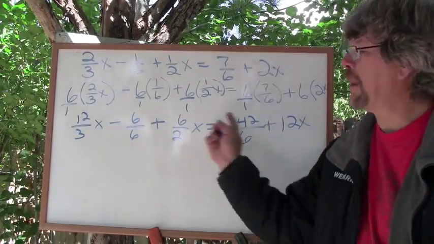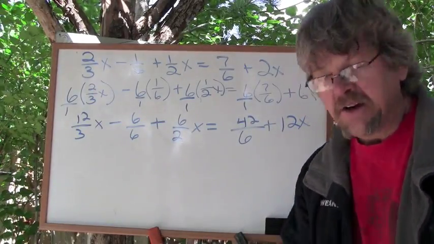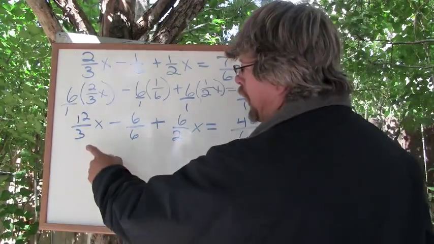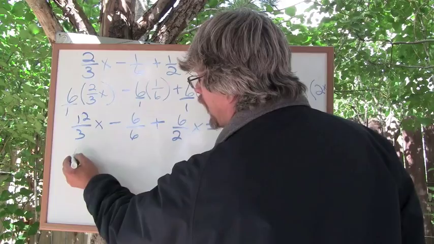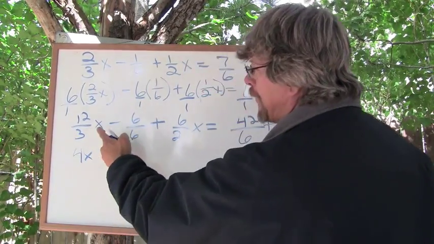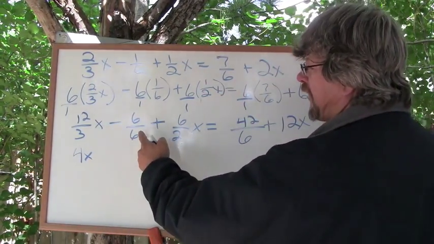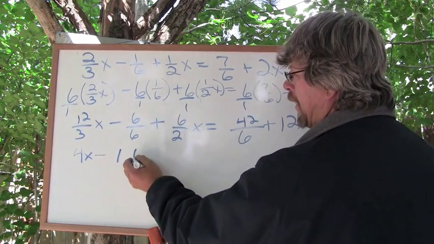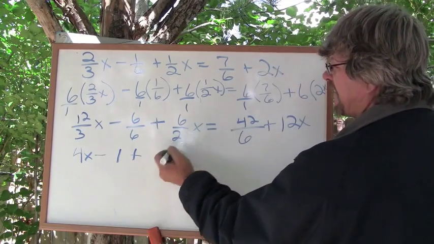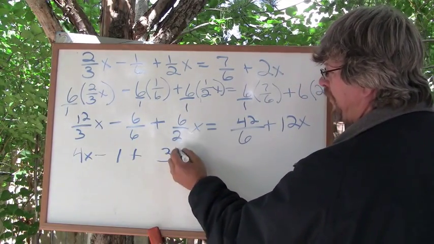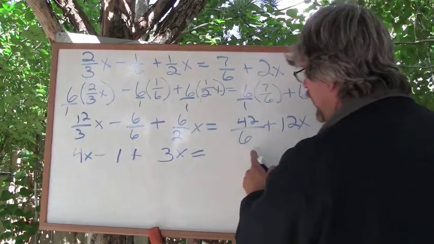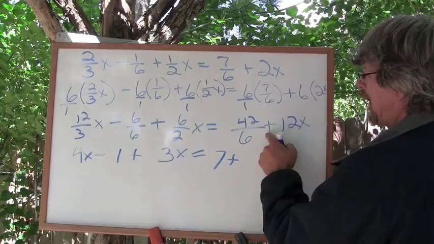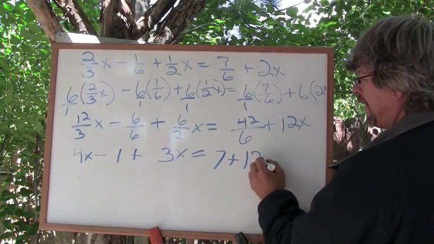And look how we've eliminated the fractions. And you say, wait a minute, dude, I see nothing but fractions. Watch! 3 goes into 12 4 times. That's simply 4x. 6 goes into 6. We minus 6/6 is 1, plus 2 goes into 6 3 times. We've got the x, equals 6 goes into 42 7 times, plus 12x.